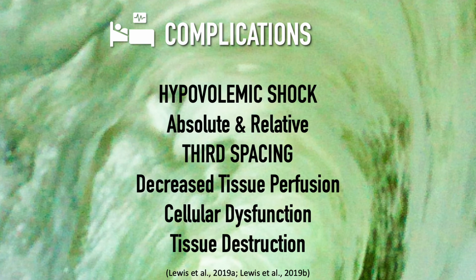Hypovolemic shock is broken down into two categories, absolute and relative. Absolute refers to actual fluid loss, such as hemorrhaging, and relative is when third spacing occurs and fluids move into areas of the body where they are inaccessible by the cells to perform their functions. When this occurs, there will be decreased tissue perfusion, cellular dysfunction, and eventually tissue destruction. This is a life-threatening condition and must be treated in a timely manner in order to reverse the effects and prevent irreversible damage.